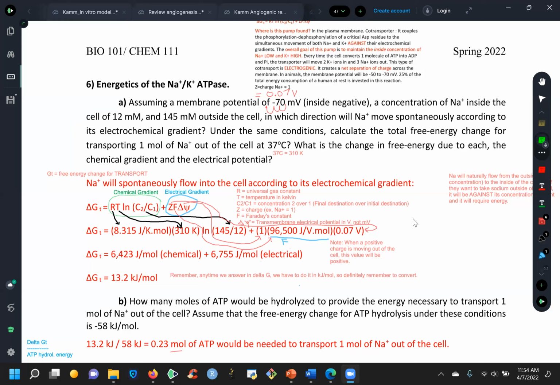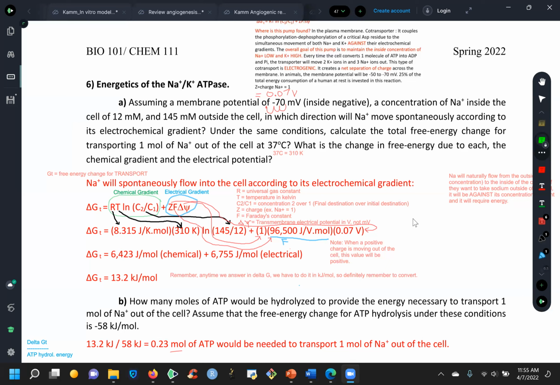Easy so far? So R, universal gas constant, 8.315 joules per Kelvin mole. T, absolute temperature in Kelvin. C2 over C1, final destination concentration over initial destination concentration. Okay, and that's all you need for your chemical gradient. So if your molecule is uncharged, this is all you need, and you'll get the right answer. But we have sodium, so we need to know all that stuff over there.